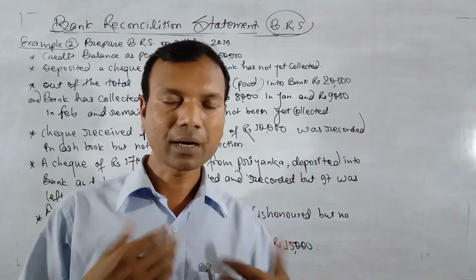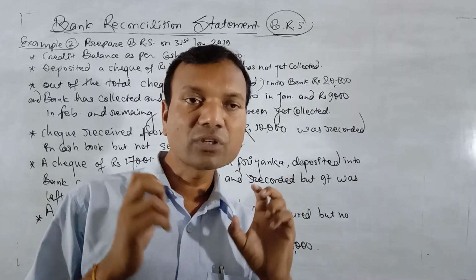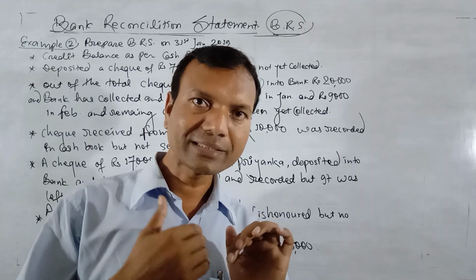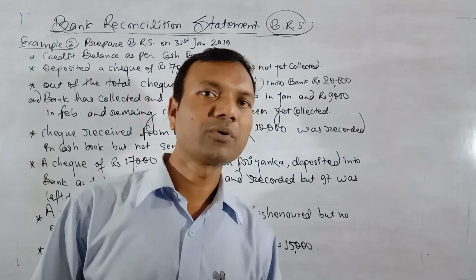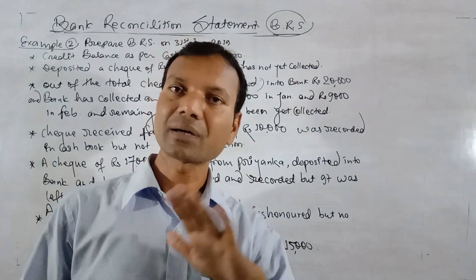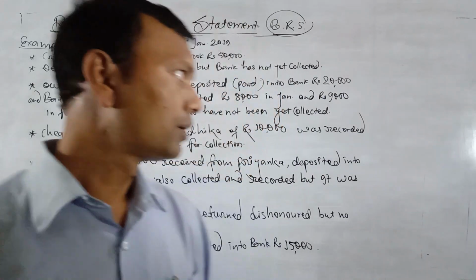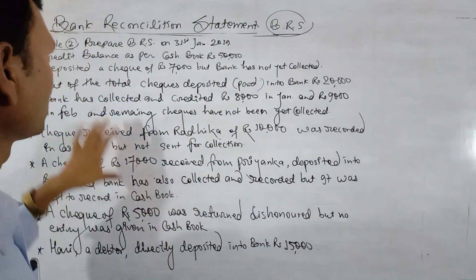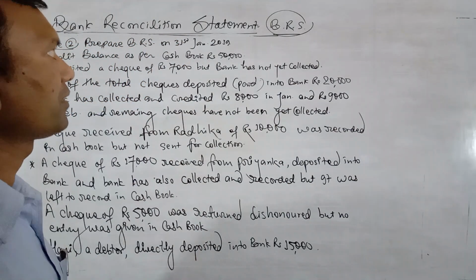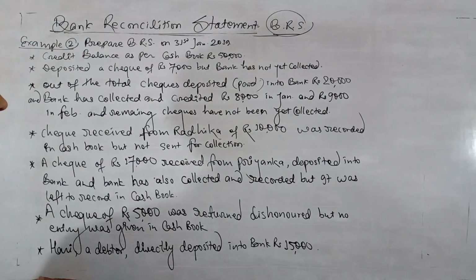Is it clear? Okay. Now moving forward, take an example only related to check deposits. In this video, I will discuss only the transactions or causes of difference related to check deposits, and how they make the balance of the cash book and the passbook differ. Let's see. I have written some questions here.